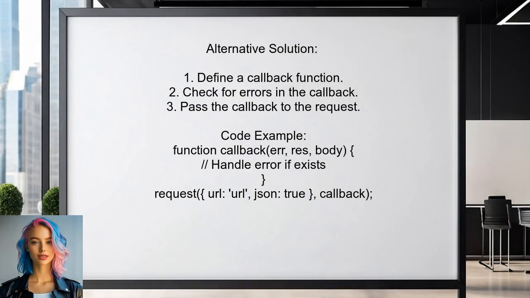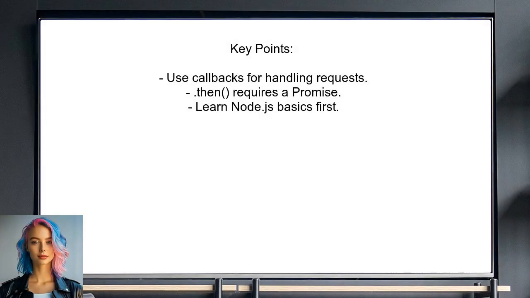One alternative approach is to use a callback function. You can define a callback that handles the response from the request. Inside this callback, check for any errors before proceeding. Remember, you can only use .then if your asynchronous function returns a promise. It's important to understand the basics of Node.js before diving into promises.